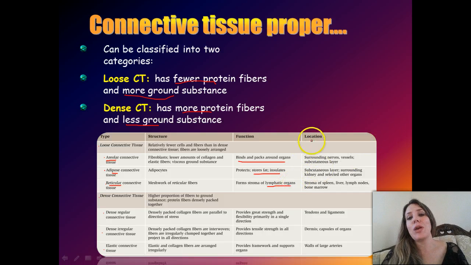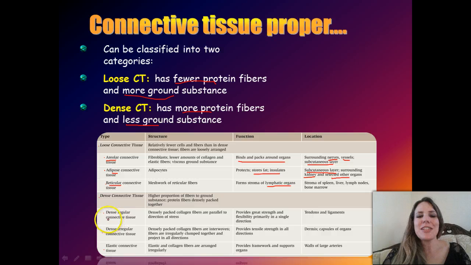And if you look at the location here, it tells you where you're going to find these. So areolar, you're going to see it around nerve cells. You're going to see it around blood vessels and the subcutaneous layer of your skin. Whereas your adipose tissue, pretty much you can find this anywhere, right? It's going to be around certain organs, around your kidney. In fact, if you take a kidney out, like when you dissect your cat and you take the kidney out, you'll see a lot of fat on there. And of course, beneath your skin as well, so your subcutaneous layer.